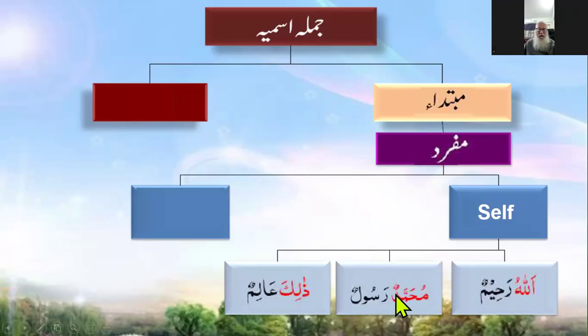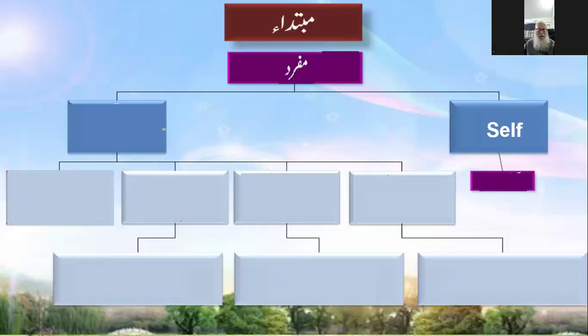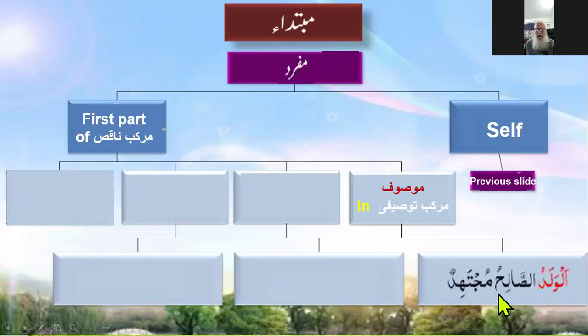So one shape is that. At times what happens? There will be the first part of the fail naqis actually, mubtada. Let's have the example. Al-waladu as-salihu mustadun. Al-waladu salihun. It's a compound, murakkab tawsifi, coming in the beginning. So this first part will be mubtada. The second part is the sifa of that. Mustadun is the khabar.